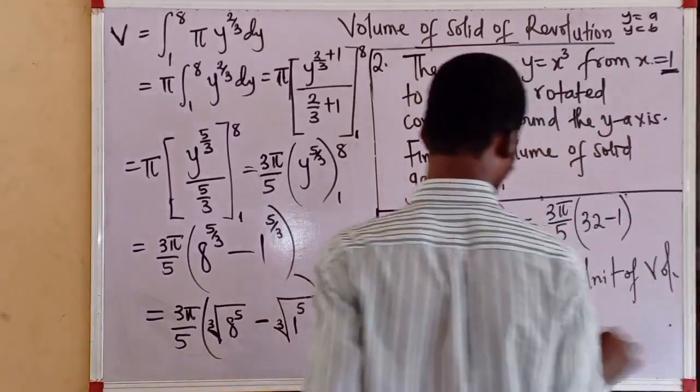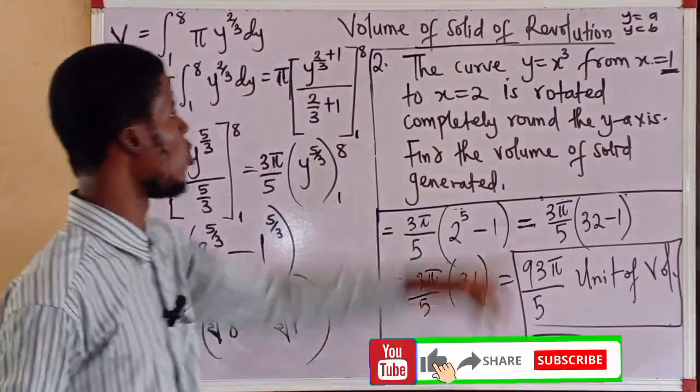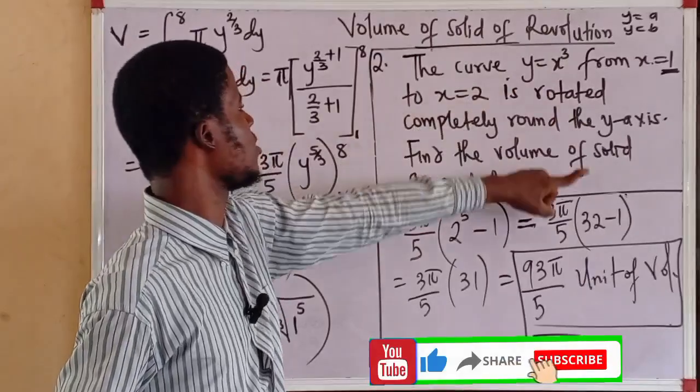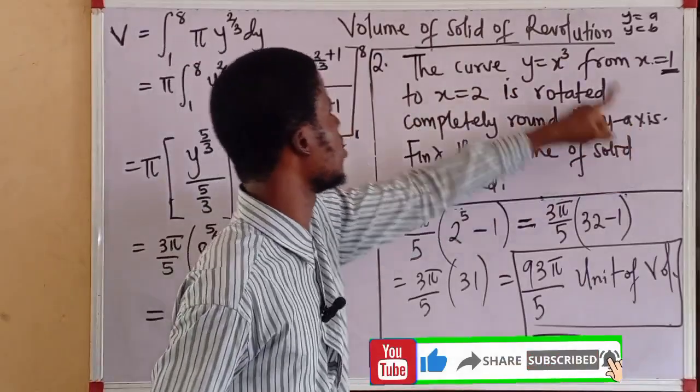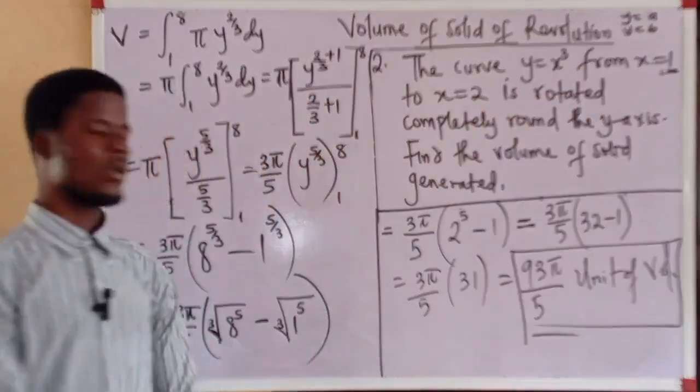That's the volume of solid generated when this curve is rotated completely around the y-axis from x equal to 1 to x equal to 2. I hope you get it.